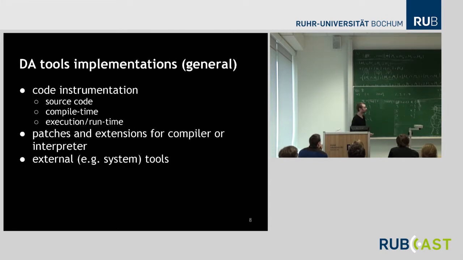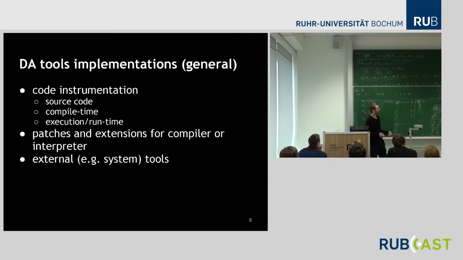If we divide tools by their implementations, generally there are 3 types. First is code instrumentation, which consists of 3 further types. It's a source code instrumentation: you just basically add your own instructions around the data or around the functions, or you replace functions.